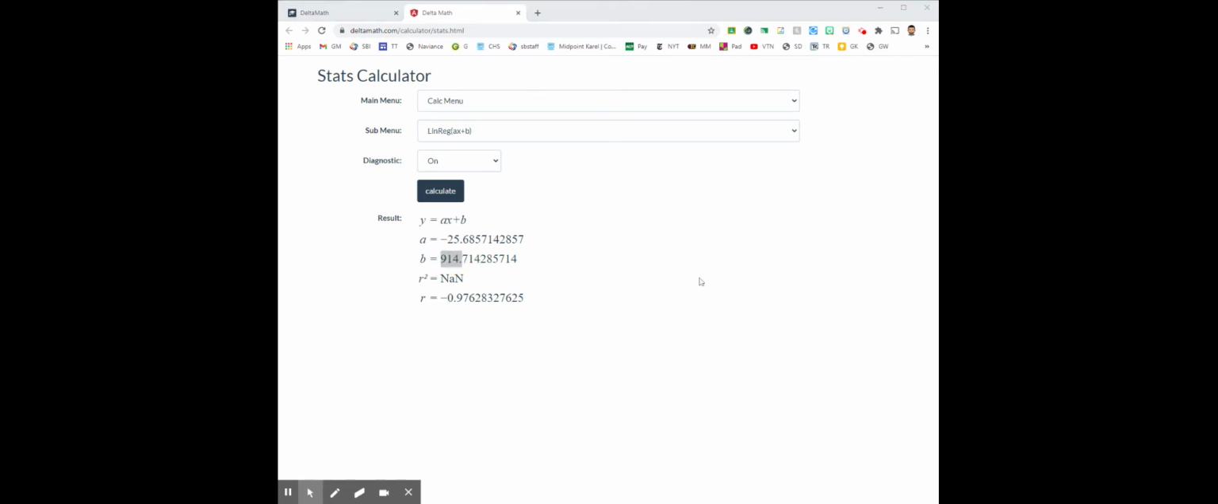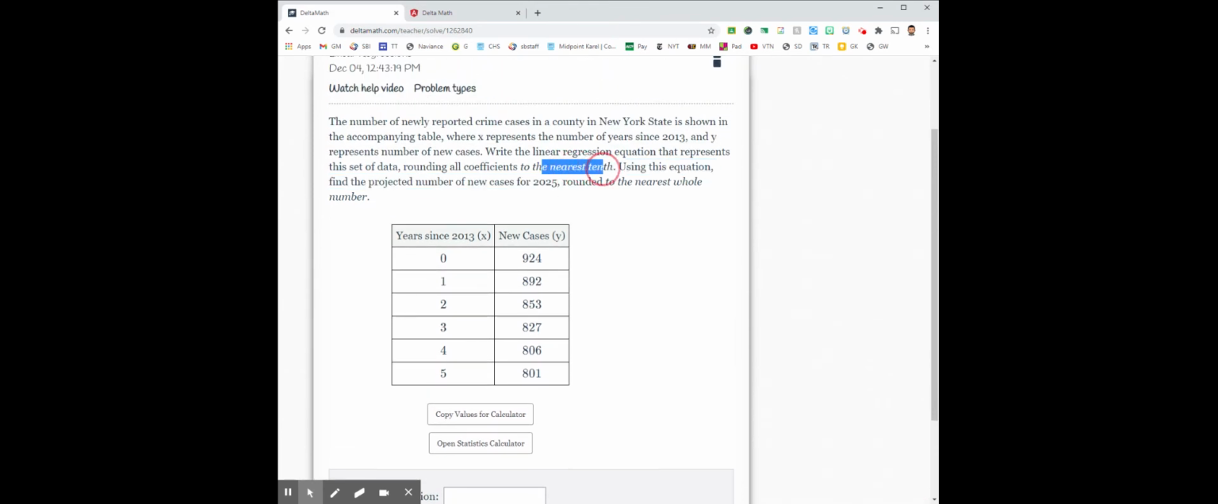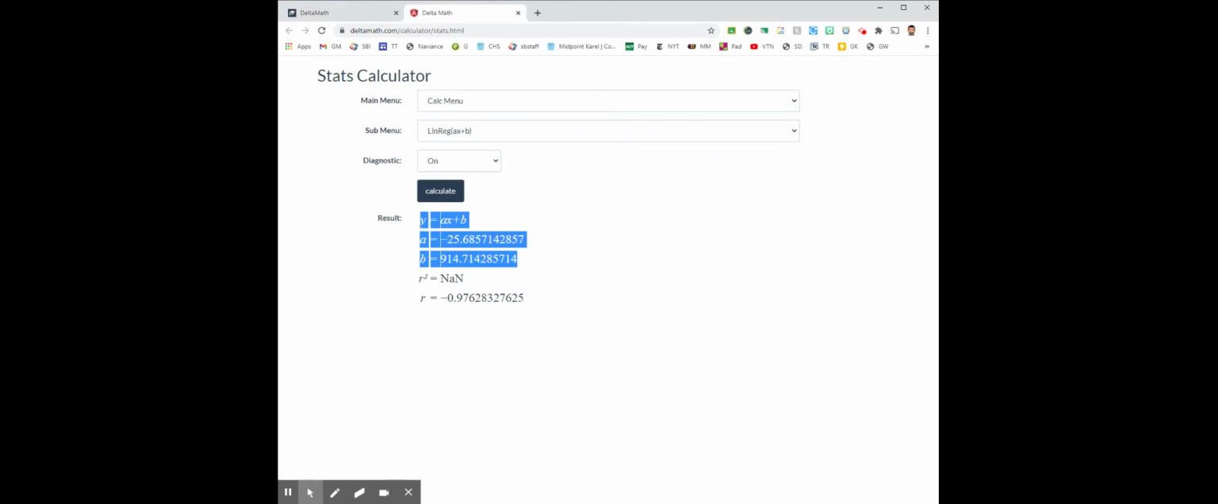914.7. So then what I'm going to do, going back here, I'm going to use this to make an equation, putting in negative 25.6 for A and 914.7 for B. Although it says to the nearest tenth. So let's see. So y equals negative 25.7, because I'm going to round it to the nearest tenth, negative 25.7, and b will be 914.7.